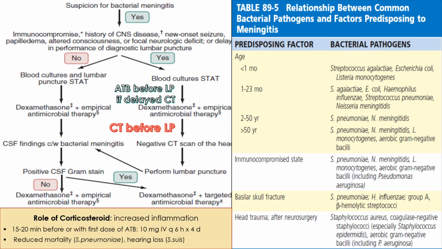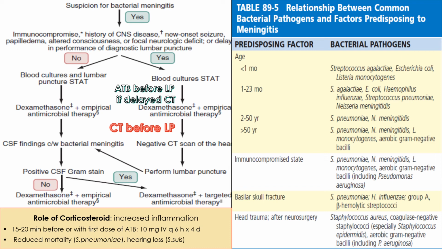So again, if the patient has any of these conditions: blood culture, antibiotics, then CT and LP. But if there is no such condition: blood culture and lumbar puncture, and while waiting for the gram stain of the CSF or the CSF results, you can start the antimicrobial agent and then check the CSF findings and treat after that.